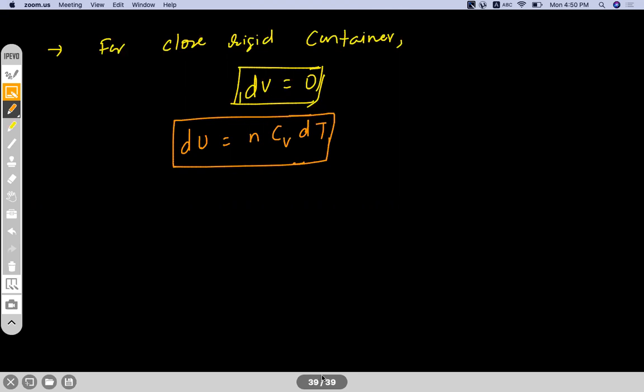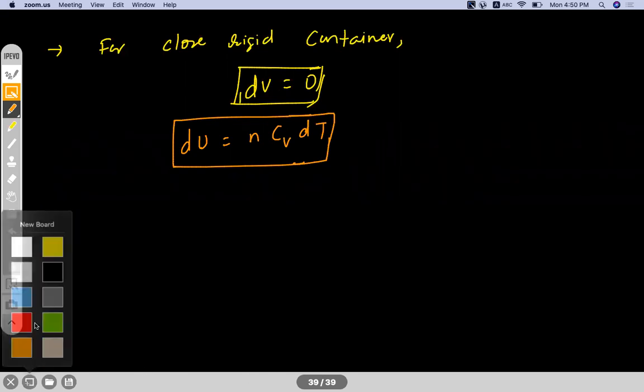Next. Write down the first law of thermodynamics.